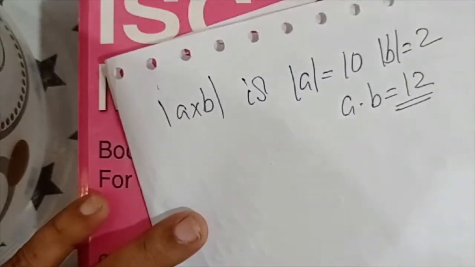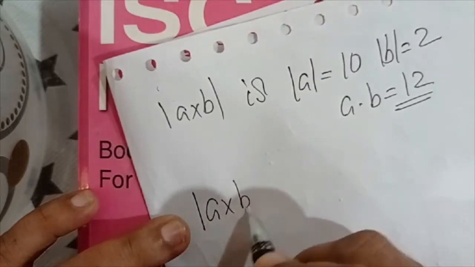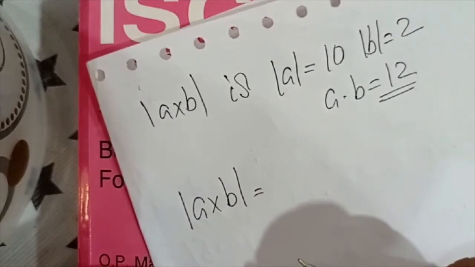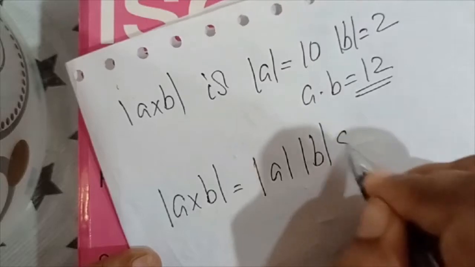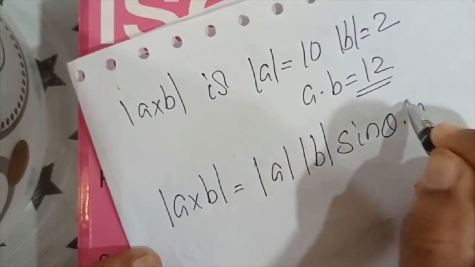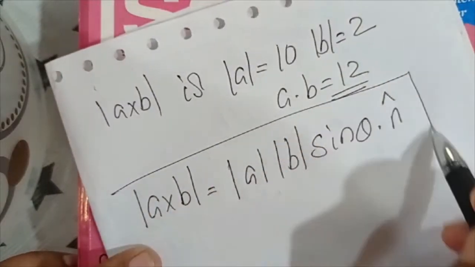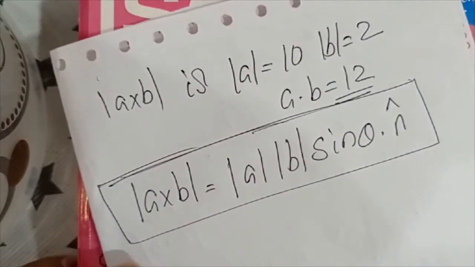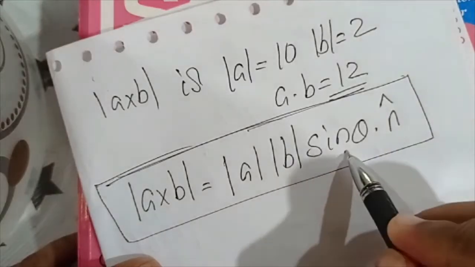But here, there is another formula to find mod A cross B, the second formula, or the geometrical meaning of A cross B. The geometrical meaning of A cross B is mod A mod B sine theta into vector n. Write the formula: mod A cross B is equal to mod A mod B sine theta into vector n.